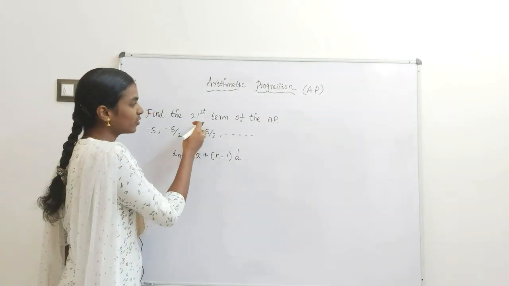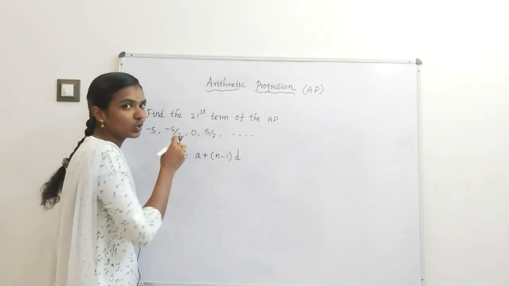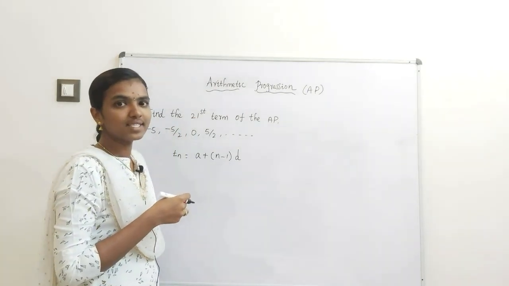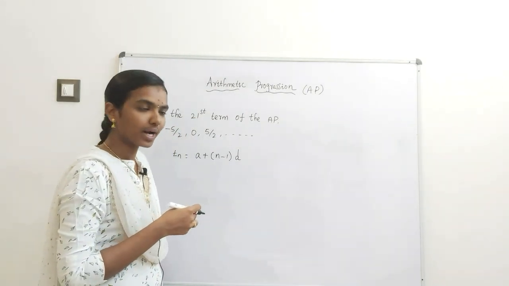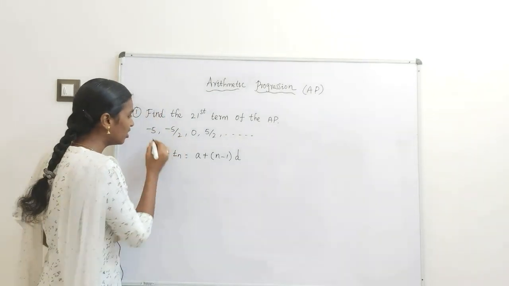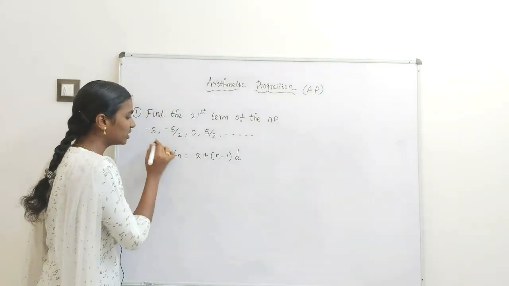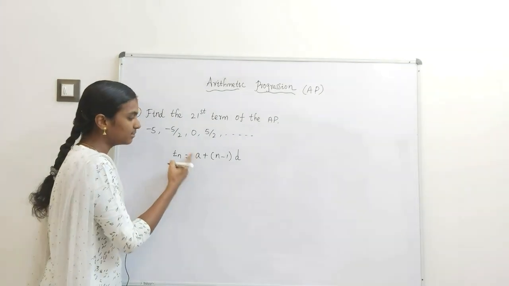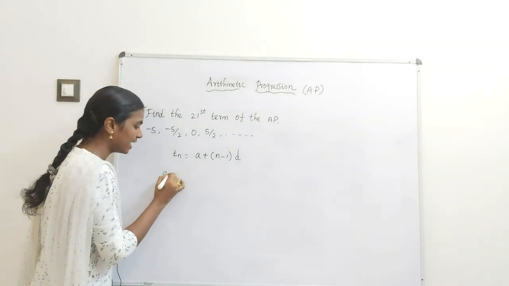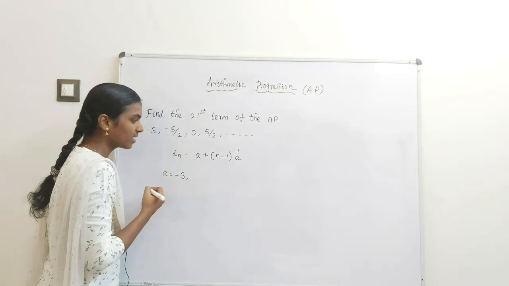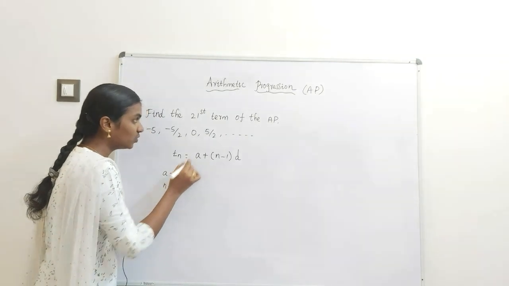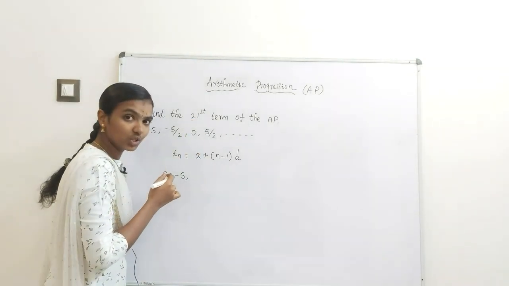So in this question, the n value they given is 21. So in the n place we have to replace 21. Now write the given. What is the given? A is nothing but the first term. So a equal to minus 5, and n equal to, what is the n? We need to find the 21st term.